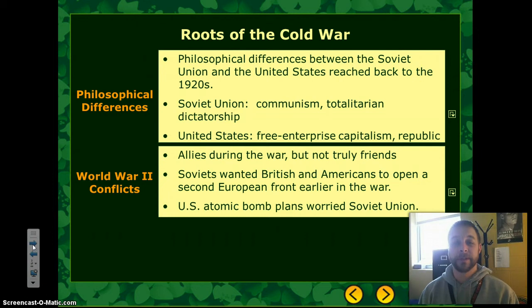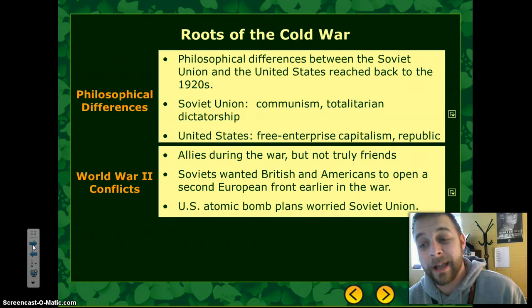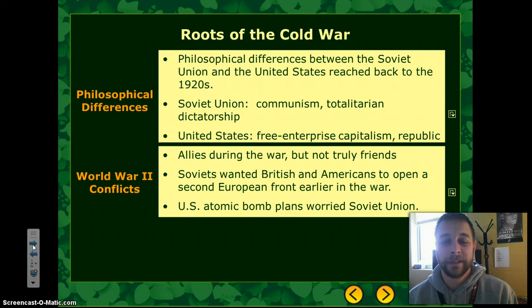And then when the United States uses the atomic bomb on Hiroshima and Nagasaki, it worries the Soviet Union, obviously, because they are faced with this great weapon that the United States has used.